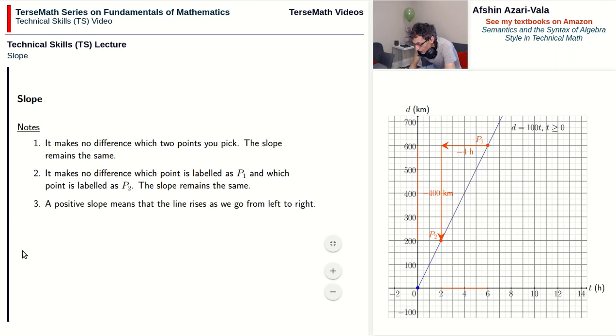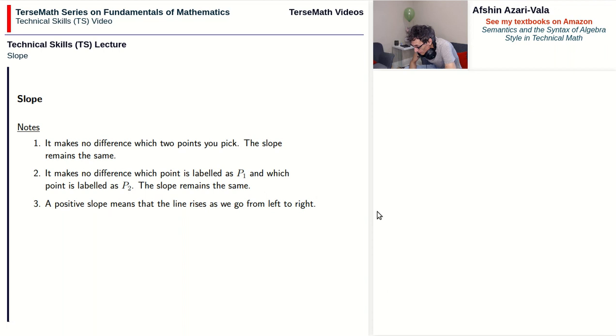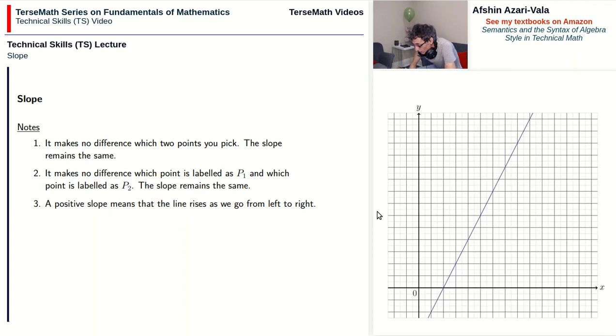Point number 3, a positive slope means that the line rises as we go from left to right. So this is an example of a line that is rising as we go from left to right. And in this case, let's say that we pick 2 points, point 1 and point 2 here and here. The change in x going forward is positive, and the change in y, because it goes up, is also positive. Now if we switch the order of the 2 points, let's say we pick 2 other points, point 1 here and point 2 here. So these are the 2 new points now.